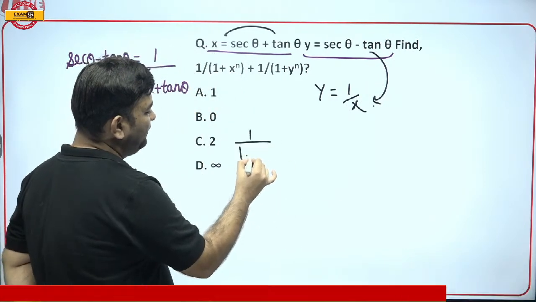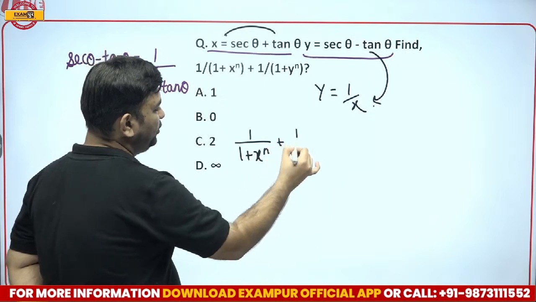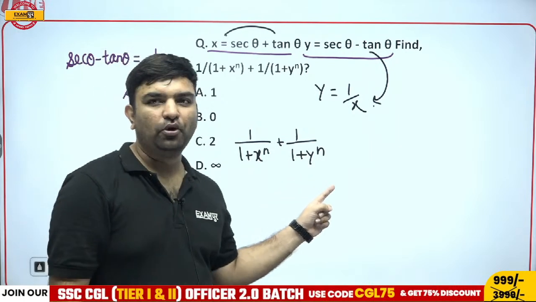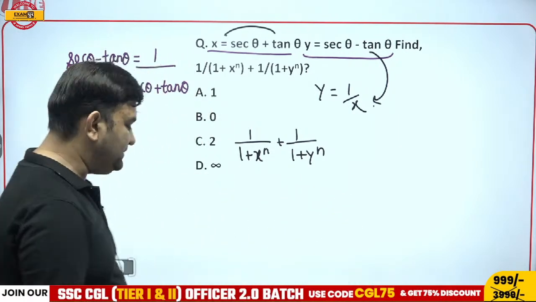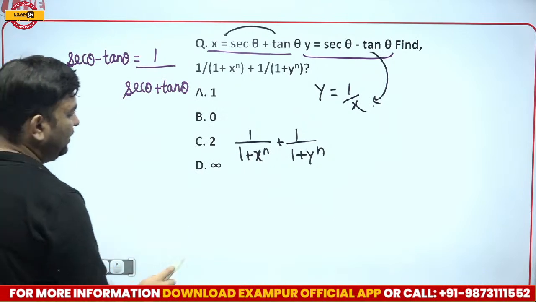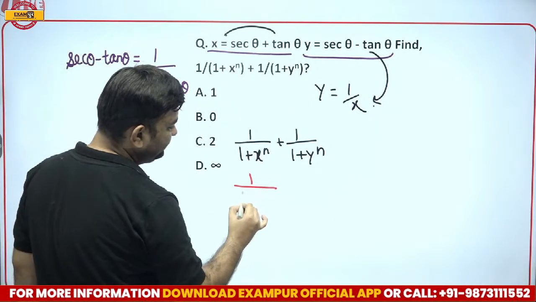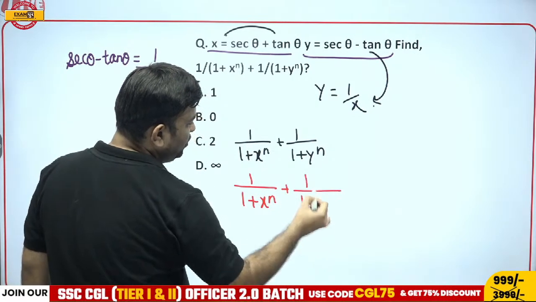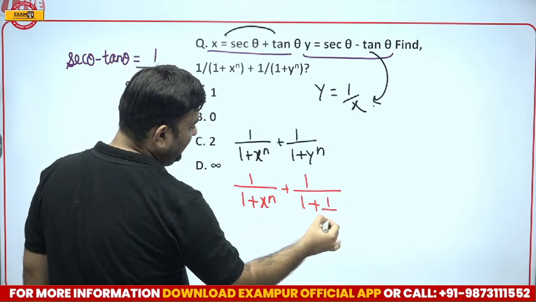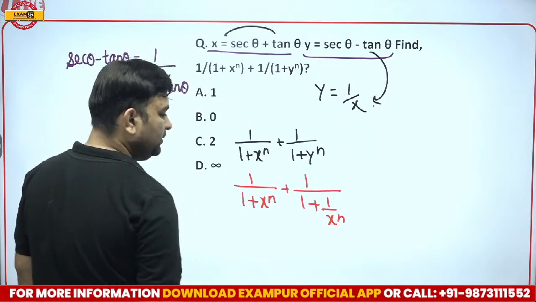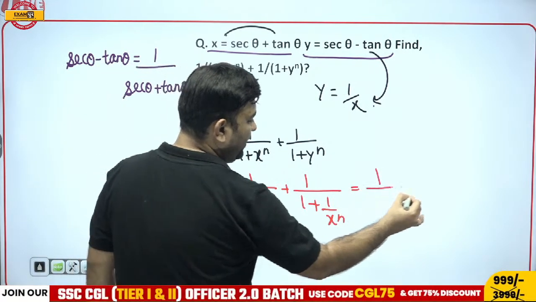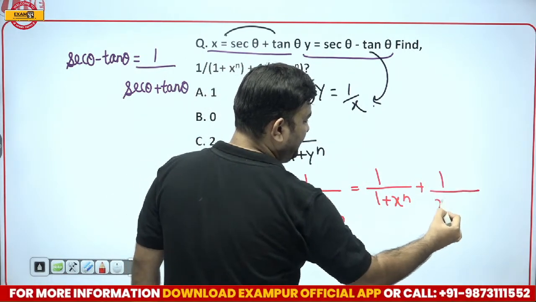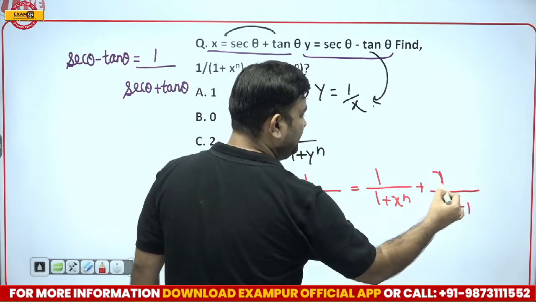1 upon 1 power x power n plus 1 upon 1 power y power n. Now I'm replacing y as 1 upon x and will find the solution. One upon x, so it will become 1 upon x power n. 1 upon 1 power x power n plus x power n plus 1 upon x power n.